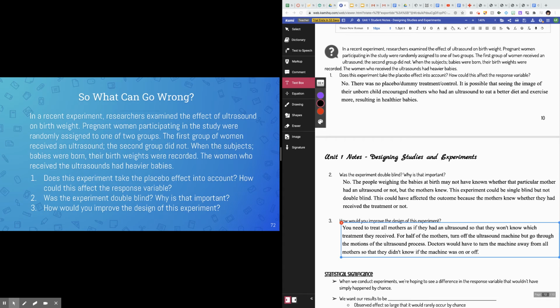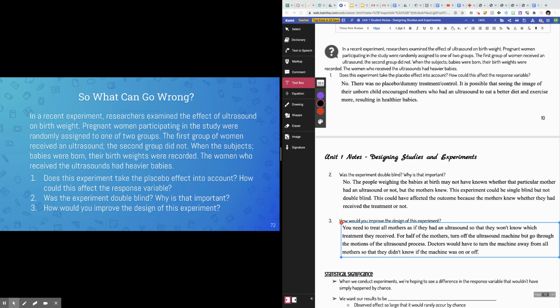For the mothers that did get the ultrasound, it's possible that seeing the image of their child would encourage them, maybe subconsciously, to eat better and exercise more, which could result in healthier newborns, right? So that's, again, this idea of the confounding variable. We wouldn't know if it was because of that extra subconscious boost that the babies were healthier, or if it was actually because of the ultrasound machine. Okay.